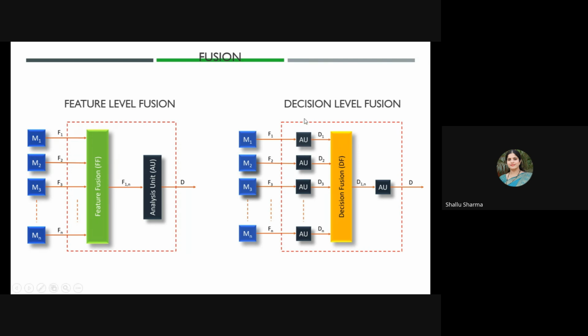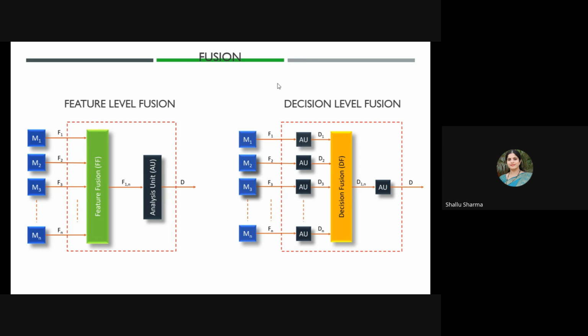The next one, the second, is decision level fusion. What we are doing in this decision level fusion, how we are giving the final decision over the data which we are considering. In this case, we are extracting features from each domain separately, but we are developing a separate machine learning model for each modality.